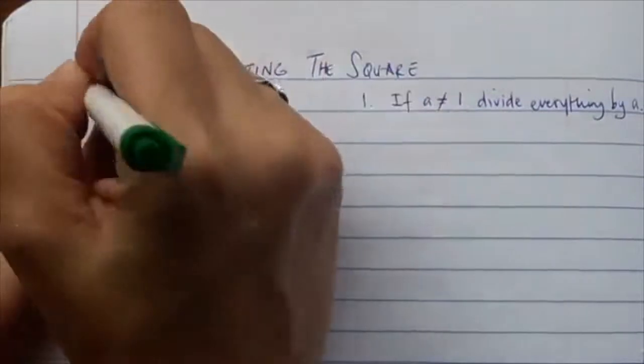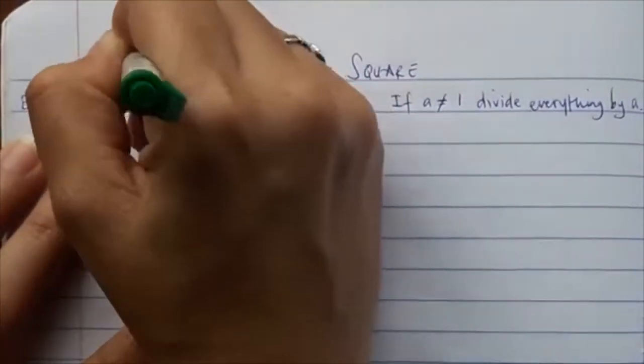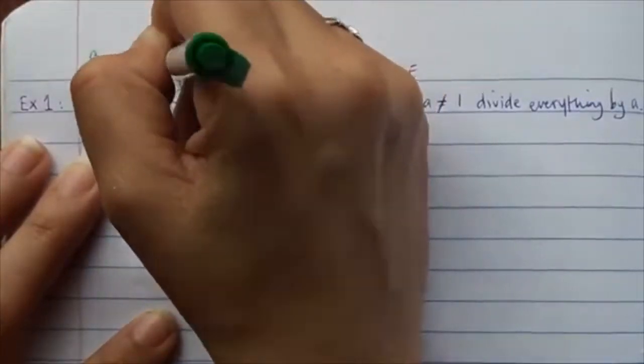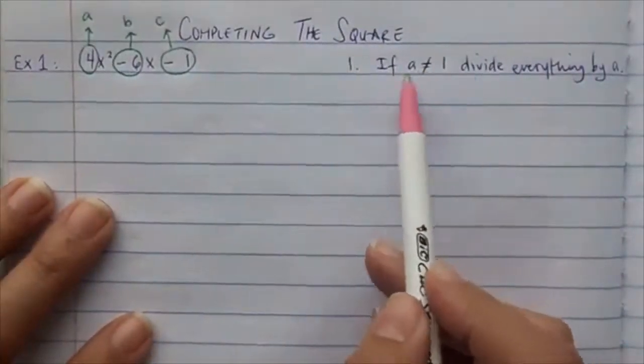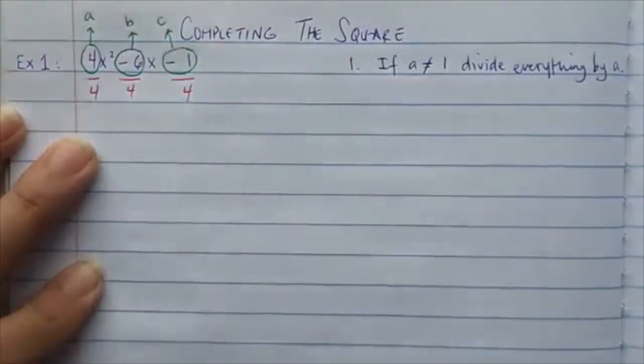A is the coefficient with x squared. Don't forget the symbol. B is the coefficient with x, and C is the coefficient without a variable. Do not forget the symbol. So that's what I mean. So A is not 1 here, so you divide everything by that, which in this case is 4.